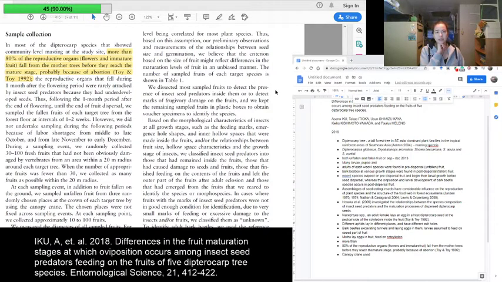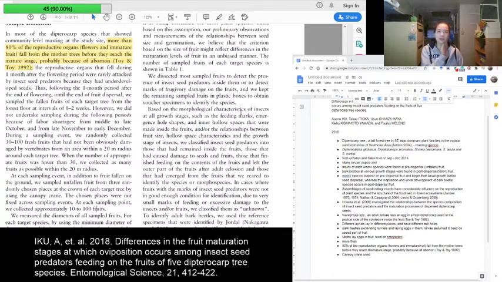They dissected most of the samples as well to detect if there's an insect inside. We kept remaining sampled fruits in plastic boxes to obtain voucher specimens to identify the species. Voucher specimens. I'm not sure what that means, but does that mean they kept some in case they grew up, matured, the bugs? We'll see. I should stop referring to them as bugs because bugs is a particular type of invertebrate, but anyway.